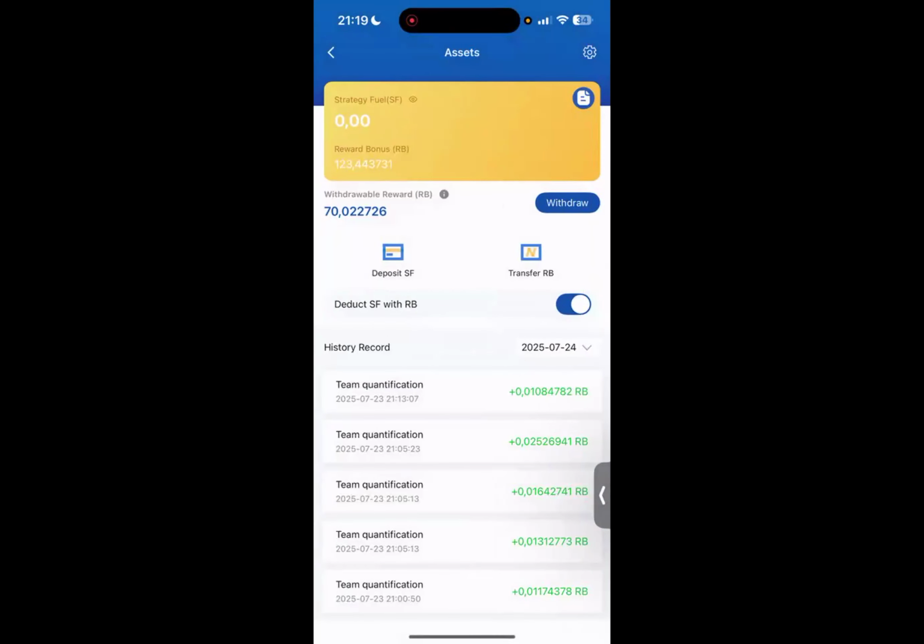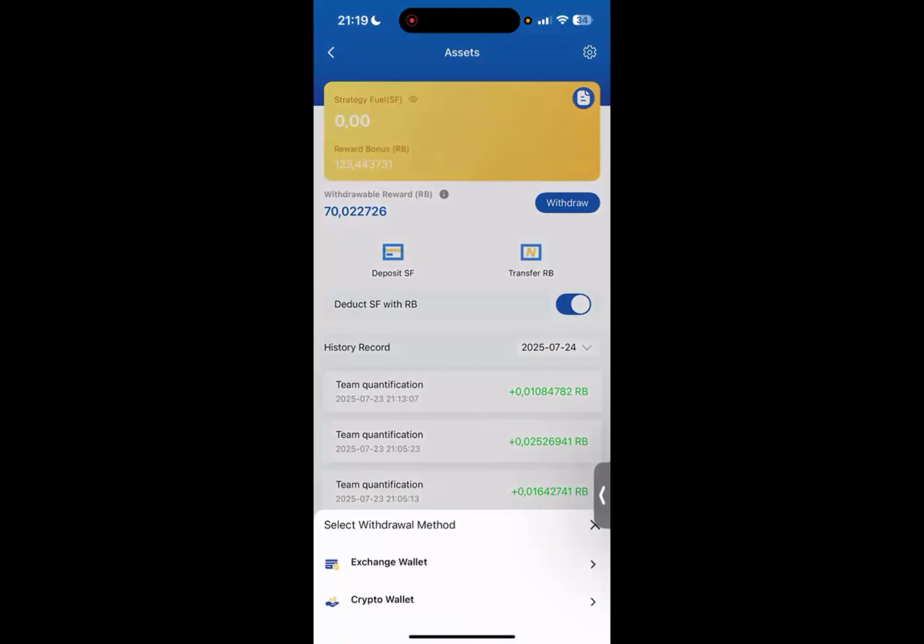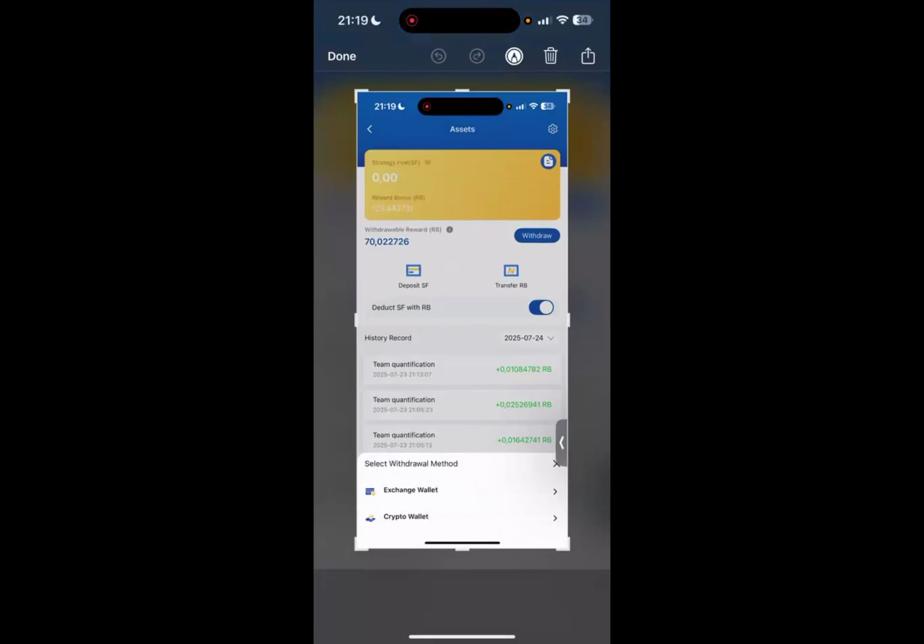Now let us go to withdraw. So if you want to withdraw, you can see withdrawable reward. The one that I can withdraw is 70 out of the 123.